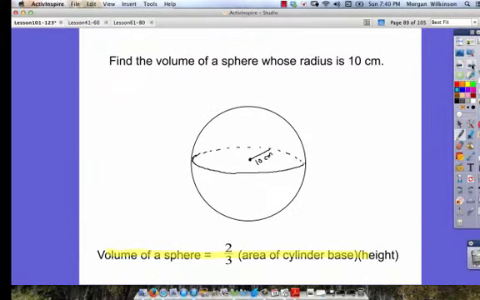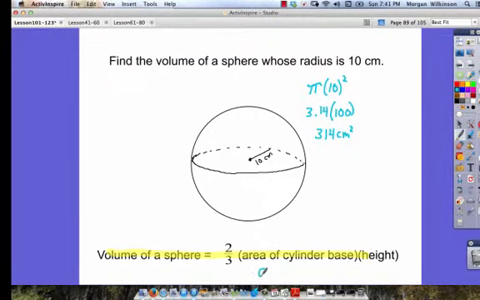Our next example asks us to find the volume of a sphere whose radius is 10 centimeters. Now, on the bottom you can see to find the volume of a sphere, we need to multiply 2/3 times the area of cylinder base times the height. Now the cylinder base is just our cylinder in the center here. So the area of our cylinder base, that's going to be pi times the radius squared. So pi times our radius of 10 squared, well, that's going to be 3.14 times 100, because 10 squared is 100. So that must be 314 square centimeters.